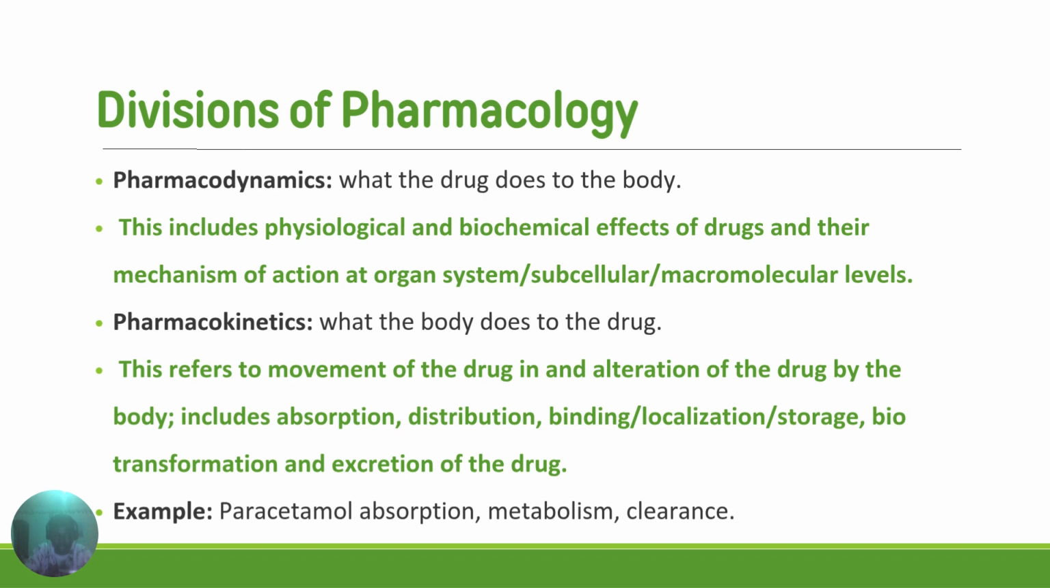Category number two is pharmacokinetics, which in other words, is what the body does to the drug. Pharmacodynamics is what the drug does to the body. Pharmacokinetics is now the inverse or the reverse. In pharmacokinetics, we find a lot of effects of the body towards the drug, such as absorption, distribution, metabolism, and even elimination.